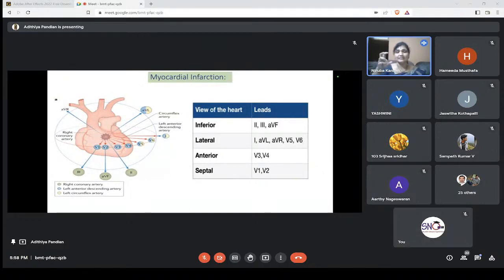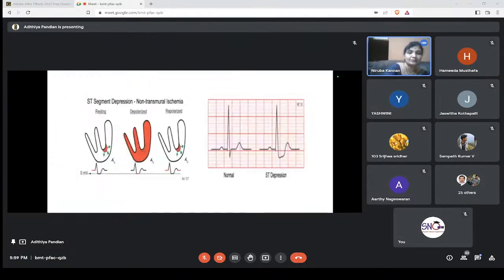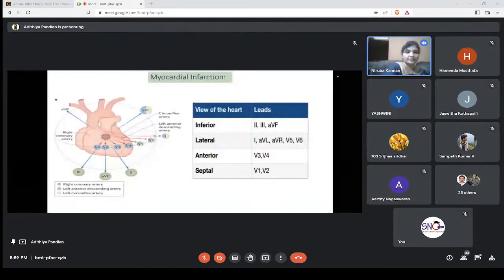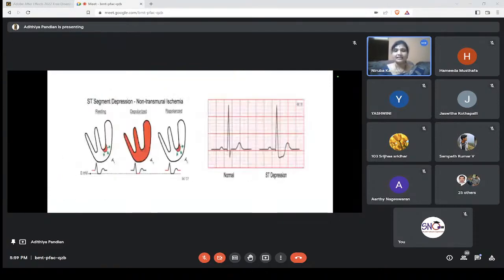These are the important PG questions again: which lead will deflect which view of the heart? And this diagram is a very beautiful diagram. If the right coronary artery is affected, you will be getting it in the lead V1 and V2. If it is the other artery, circumflex artery or left anterior artery, this diagram, if you remember, you will know which artery is affected and in which lead you will get the changes.